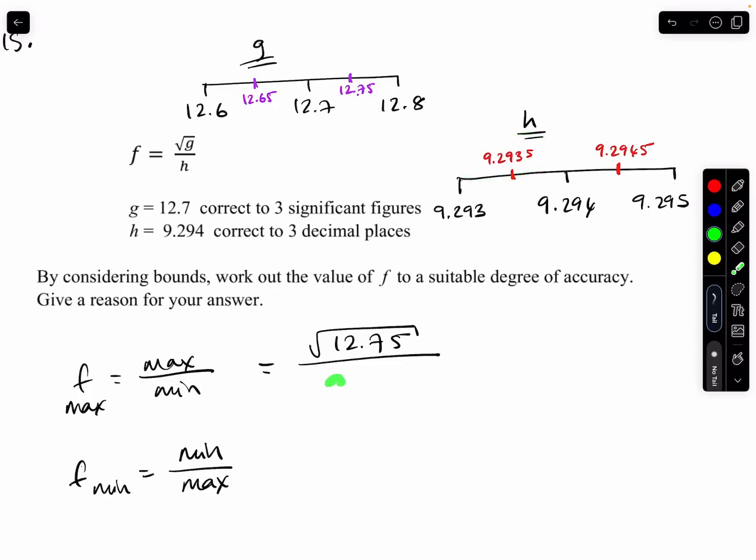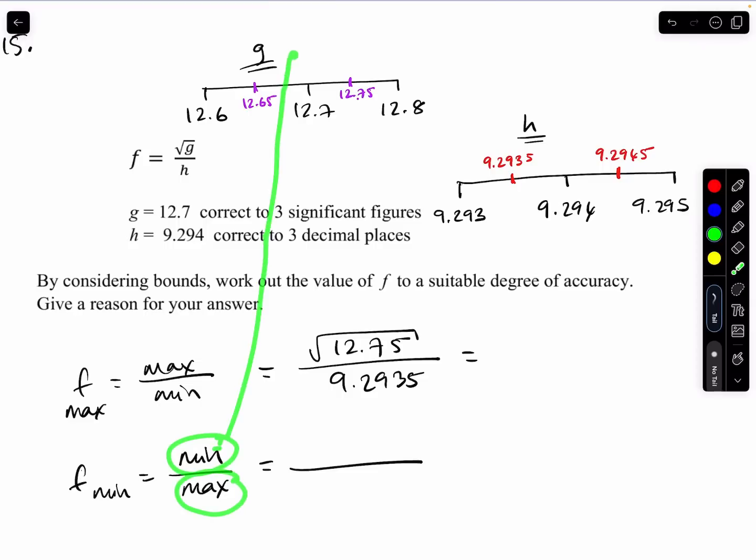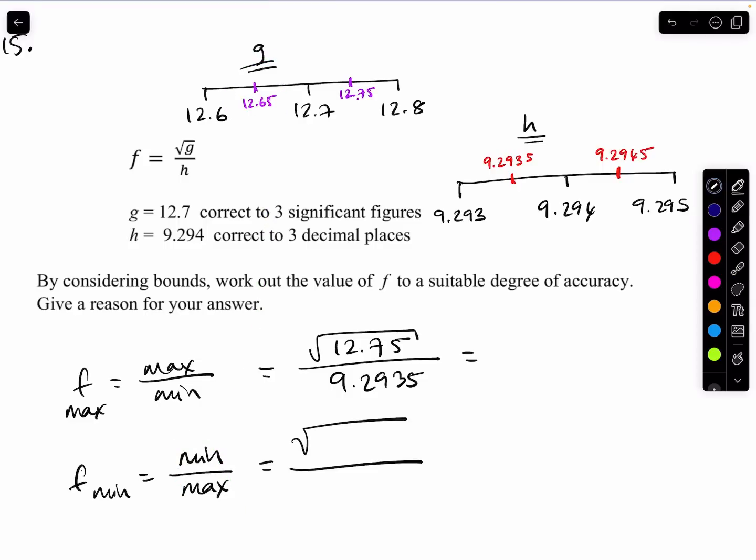So that's 9.2935, and for the minimum, we want the minimum value on the top and the maximum value on the bottom. So the minimum for G, which is that, the square root of 12.65 over the maximum for H, which is 9.2945. A mistake, by the way, students make is they put these values into this as they are, and then they do the upper and lower bounds for it. So don't do that.